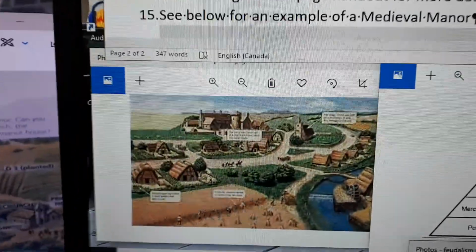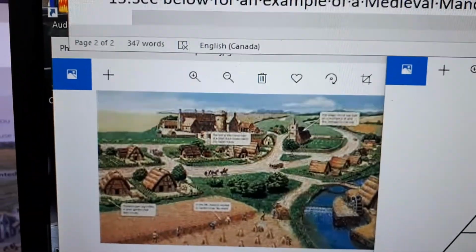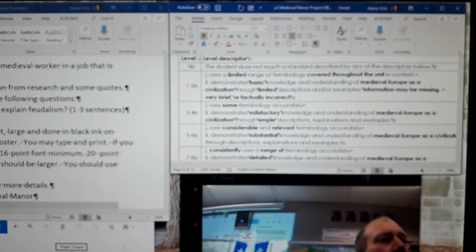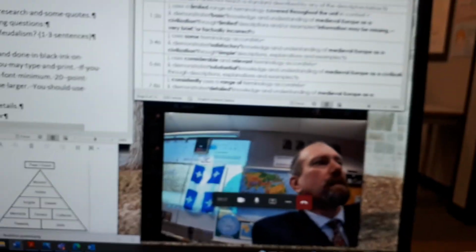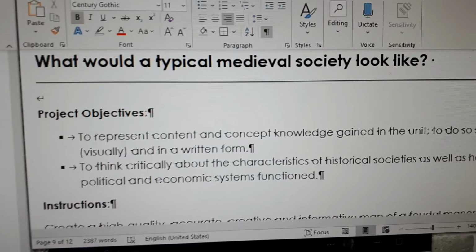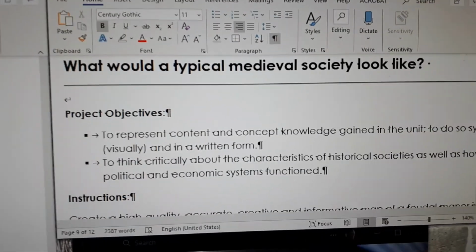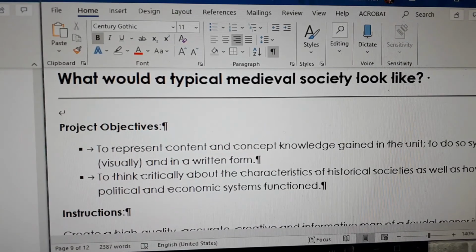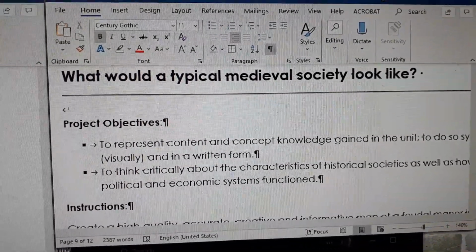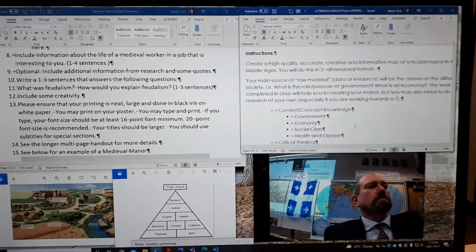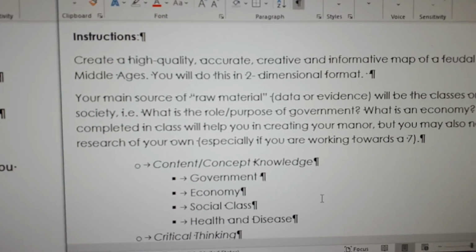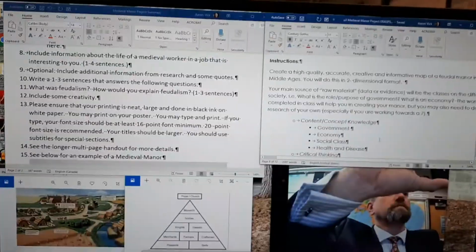And there's an example of a medieval manor here. I'm going to switch hands. And over here now you can see the longer handout. I'm going to pause. So in the longer handout, there's a question, what would a typical medieval society look like? And there's some project objectives. Students have a paper copy of this handout. So this is the longer version.